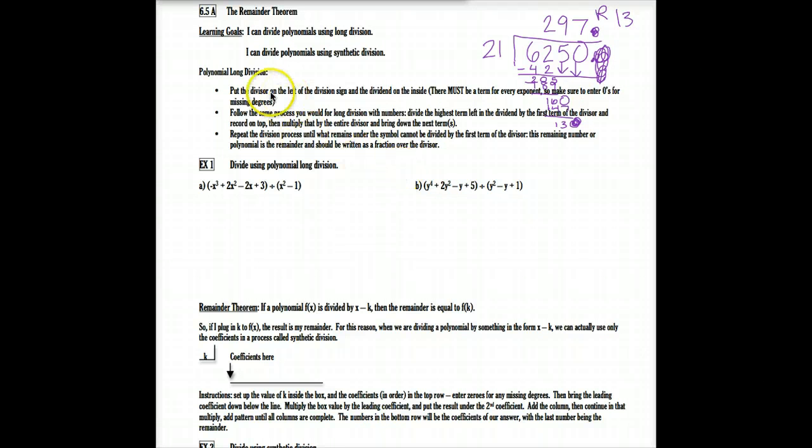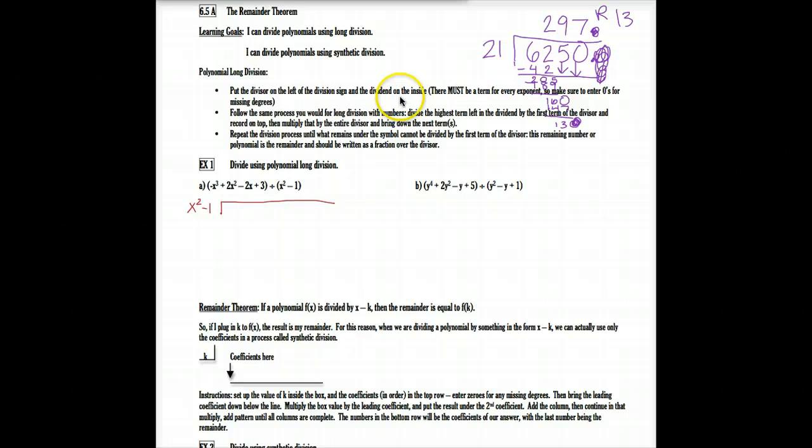So, polynomial long division is set up the exact same way as regular long division is. We're going to put whatever we're dividing by on the left side. That's called the divisor. So here the divisor was 21. Down here, my divisor is x squared minus 1. So I'm going to put the divisor on the left side. Make sure you leave just enough room at the top to write your numbers and letters.